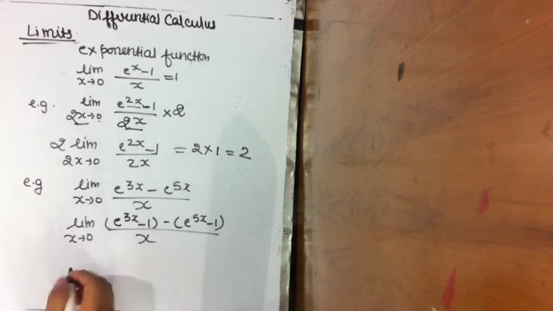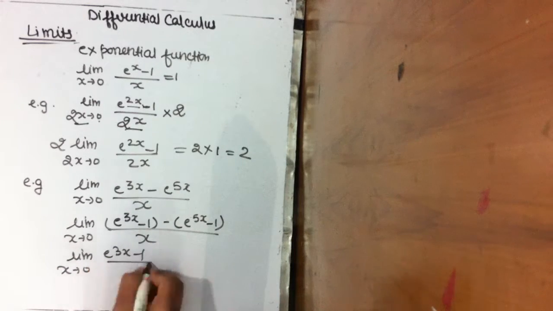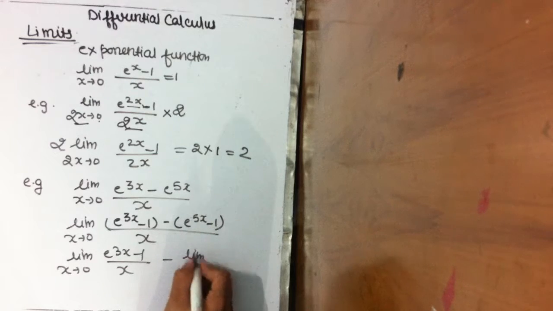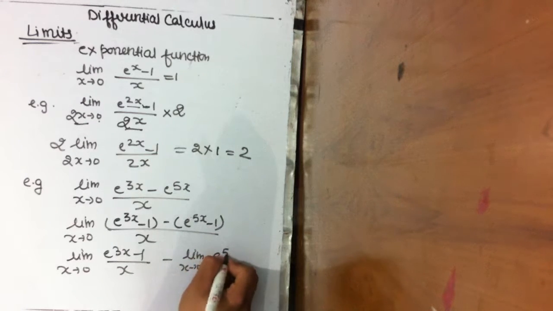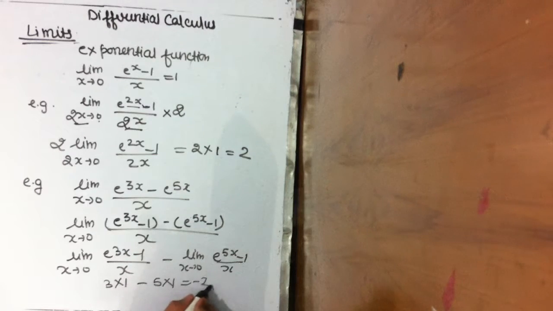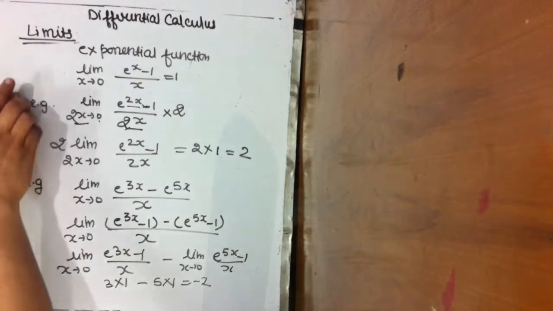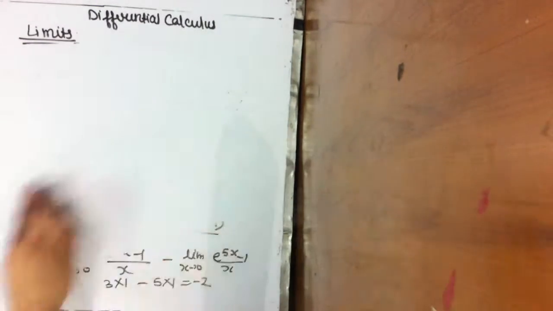Now we'll separate the limits. Limit x approaches to 0, e to the power 3x minus 1 divided by x minus limit x approaches to 0, e to the power 5x minus 1 divided by x. So on solving this, we get 3 into 1 minus 5 into 1, that is equals to minus 2. So in this way, we can evaluate limits using the exponential functions. Now we shall continue with the rest of the methods in the next clipping.